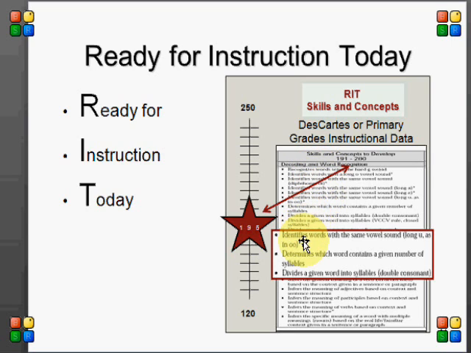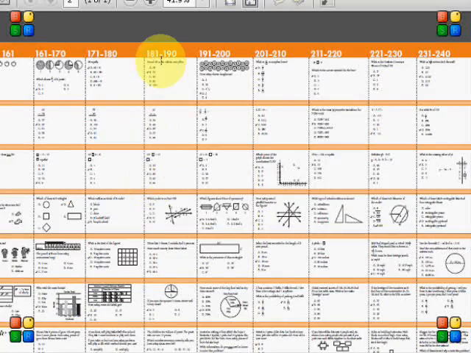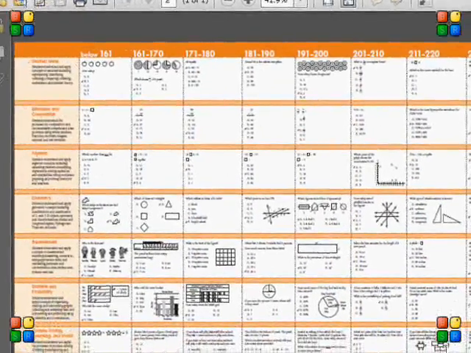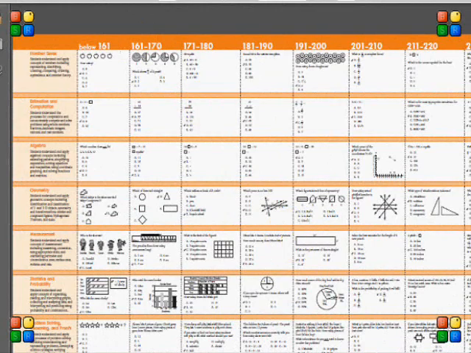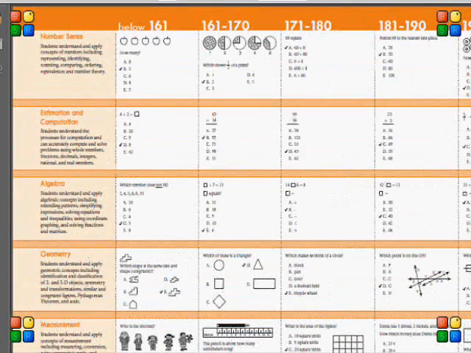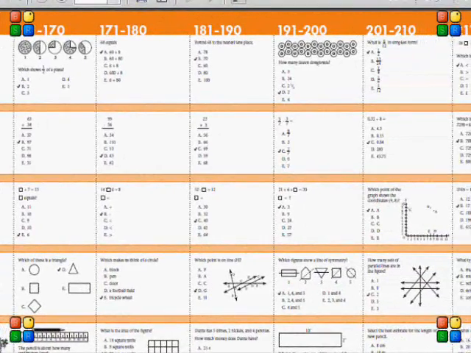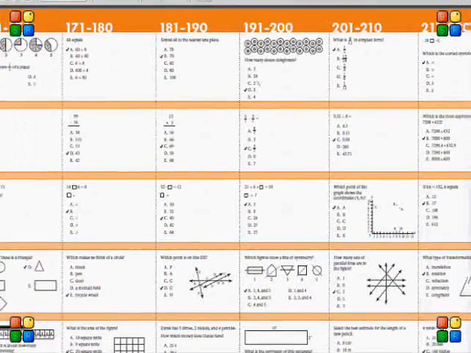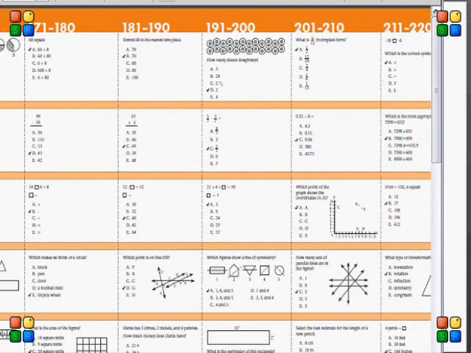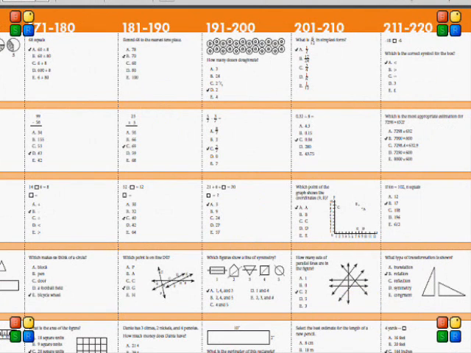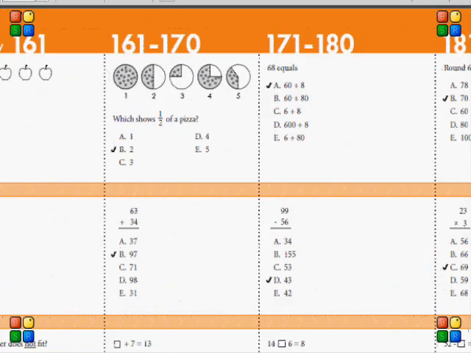These things are broken down in a huge way. I'm going to pull up a different screen here. I have things like number sense, and you have below 161, 161 to 170, 171 to 180, 189 to 190, and so on. And these are sample problems that fall into each one of those categories. Now I'm going to zoom in a little more to make sure that you can see these things.